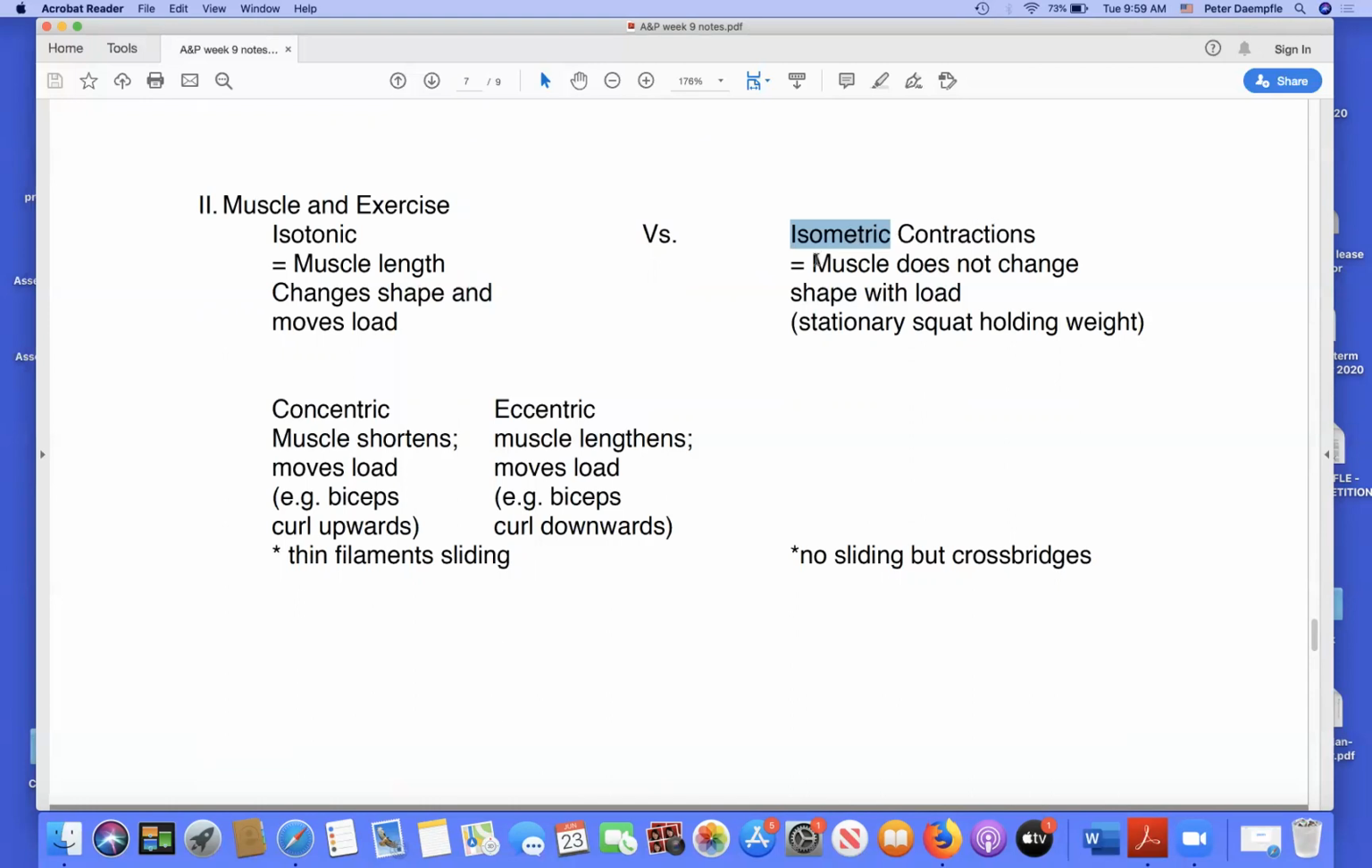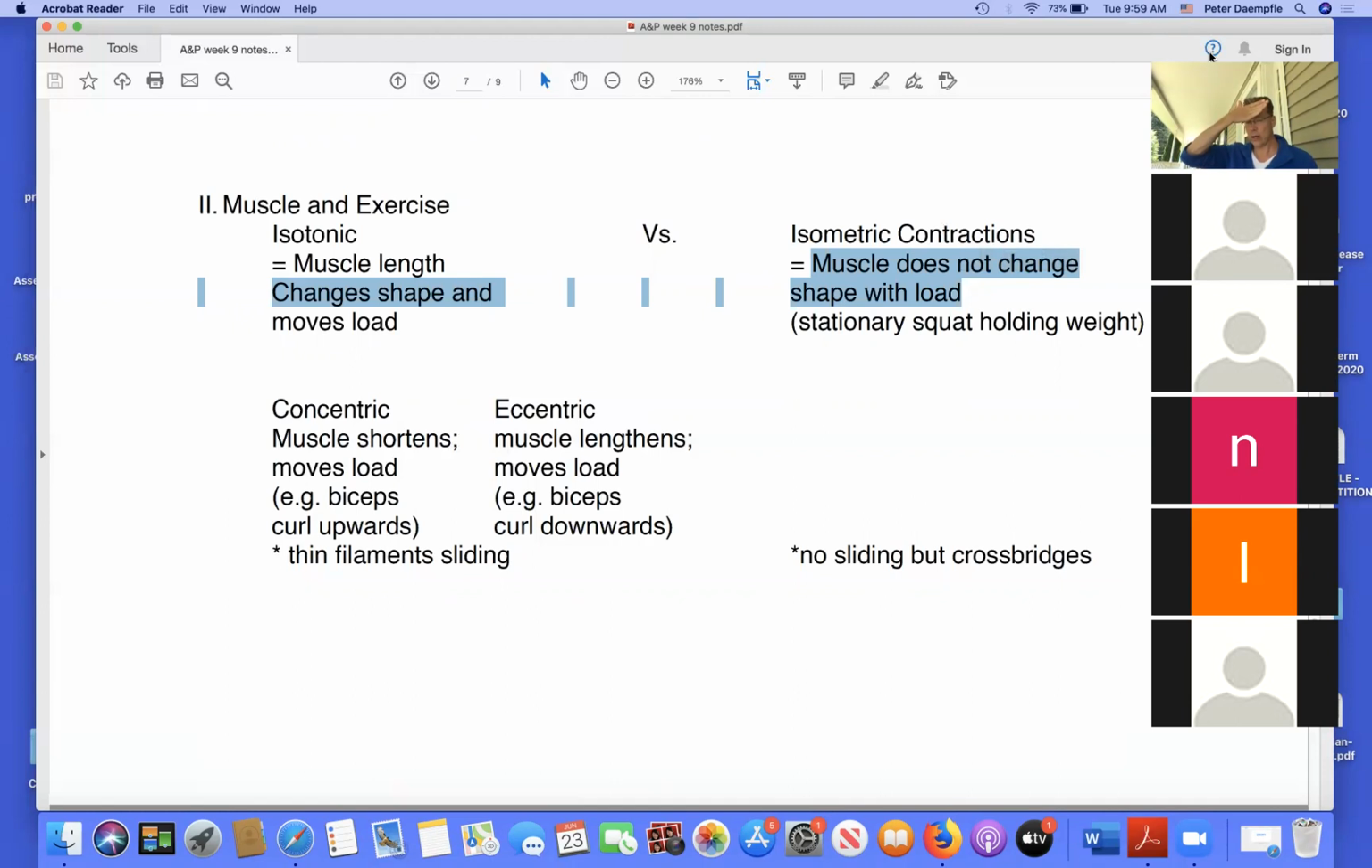So its definition is that the muscle does not change shape with the load. If you do a squat, or put your hand on your forehead and push your forehead into your hand, let me show you myself. Push your forehead into your hand. That's an isometric. You're strengthening your neck muscles.